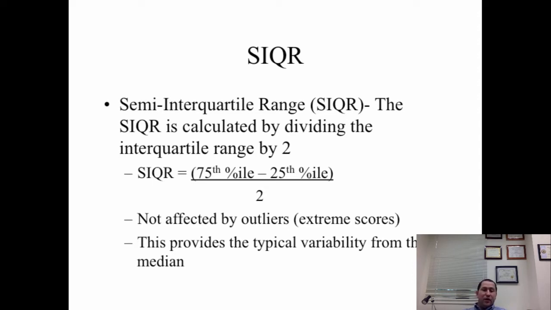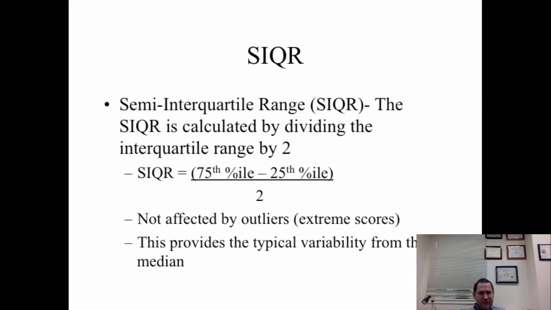8 divided by 2 is 4, right? So with those fictitious numbers that I gave you, your interquartile range would be 8, and the semi-interquartile range would be 4. Make sense? Okay. And what's nice about the semi-interquartile range is that it's not affected by extreme scores, right?